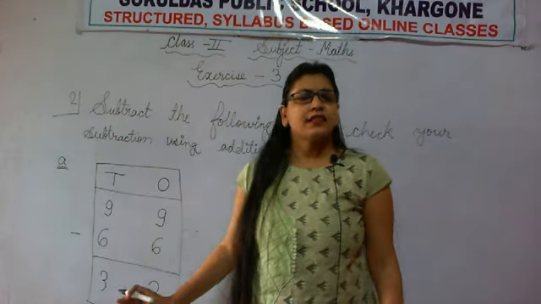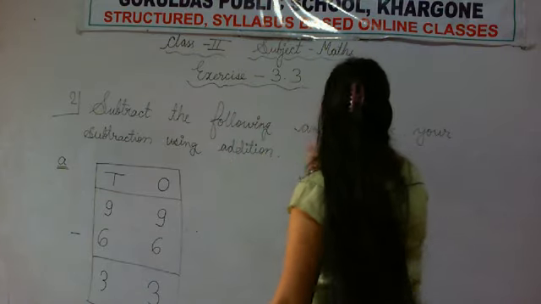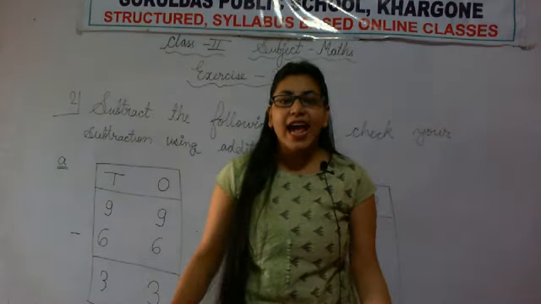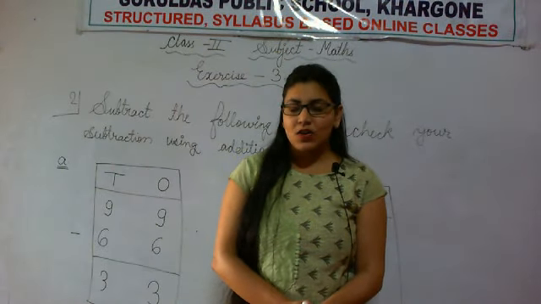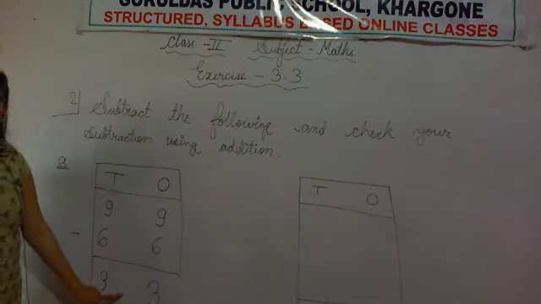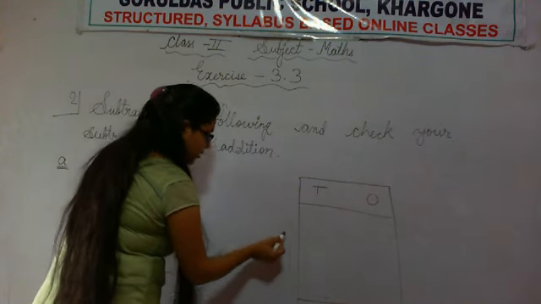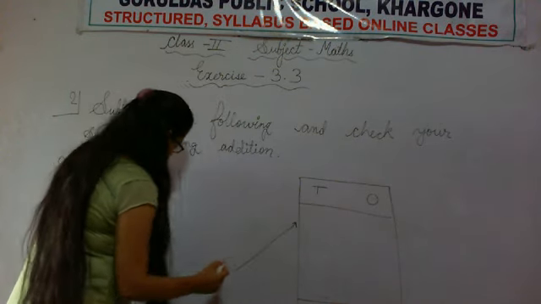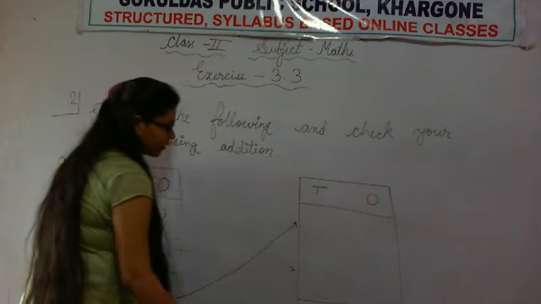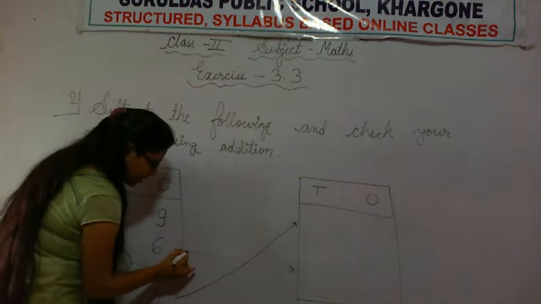Now we had done subtraction. We solved subtraction. Now subtract the following and check your subtraction. Now we'll check whether we had done correctly or not. Okay. So how do we check? Whatever answer we had got, we'll write it at the top. This second term will be second only.